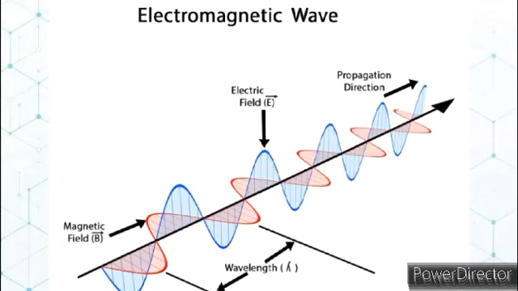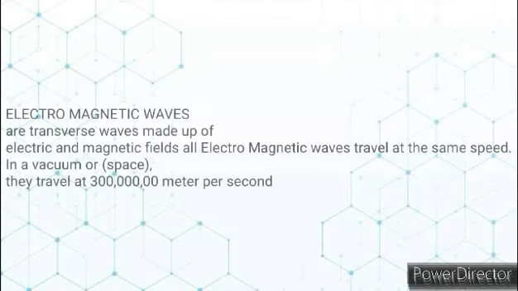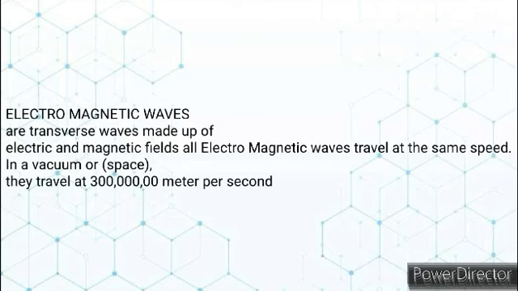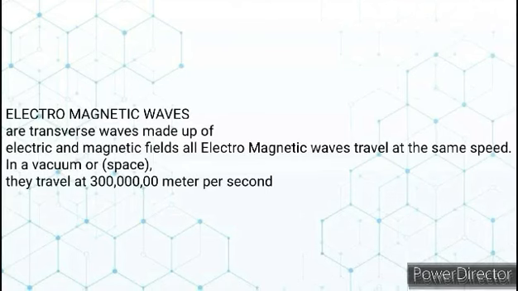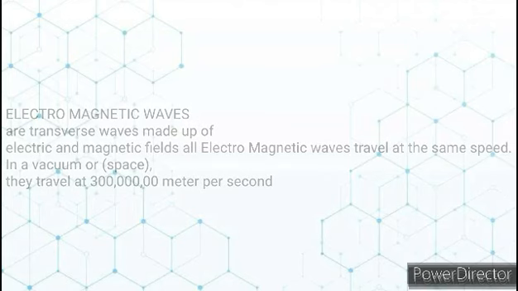There are all different types of electromagnetic radiation that travel as waves and transfer energy from one place to another. Electromagnetic waves are transverse waves made of electric and magnetic fields. All electromagnetic waves travel at the same speed in a vacuum or space. They travel at 300 million meters per second.